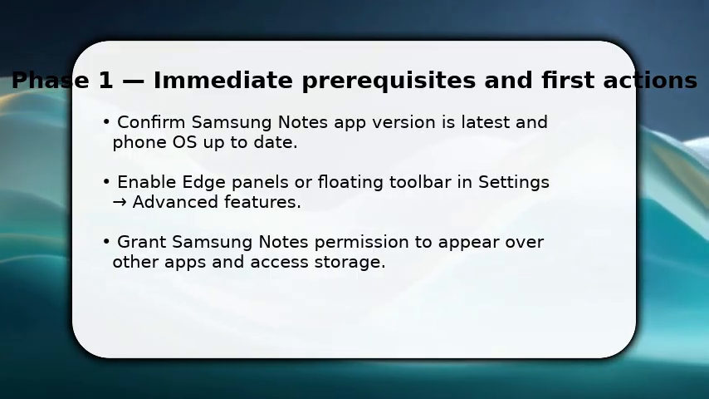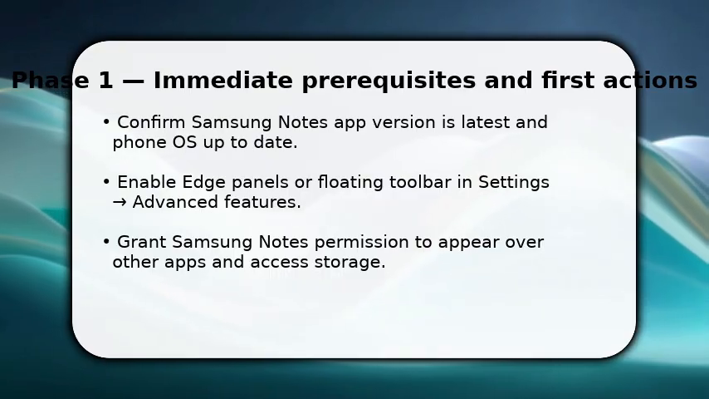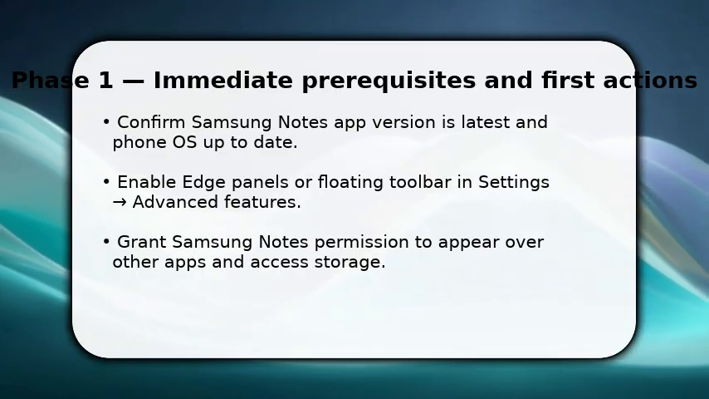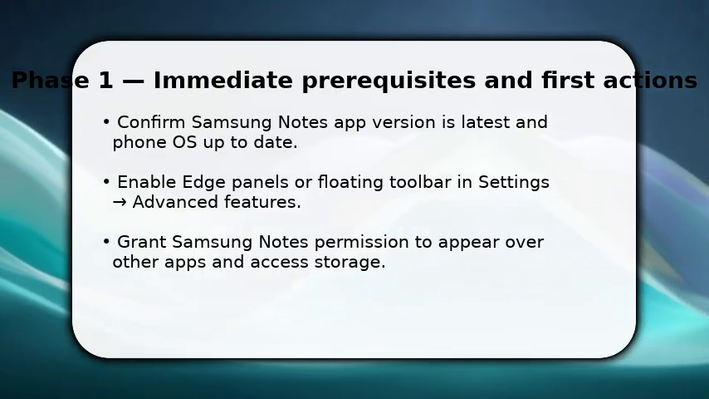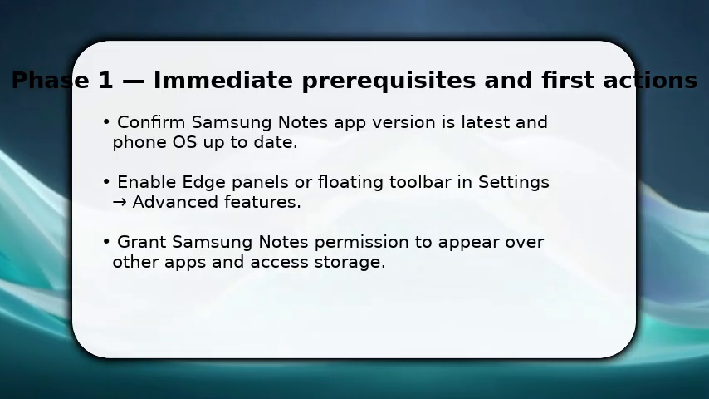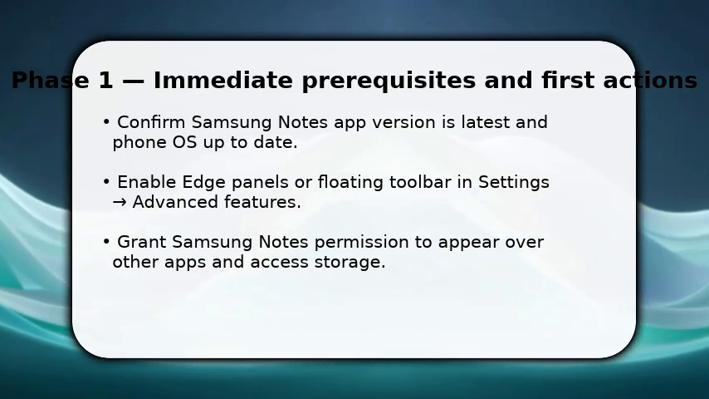Once done, switch on Edge panels or the floating toolbar in Advanced Features and grant the app overlay and storage permissions so notes and exports save cleanly. These steps let the toolbar appear across apps and respond instantly when you need quick sketches or copy-paste.